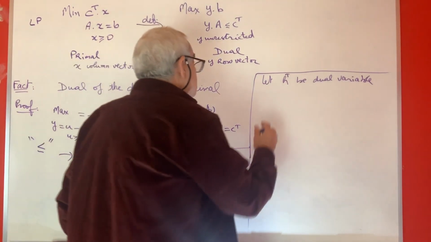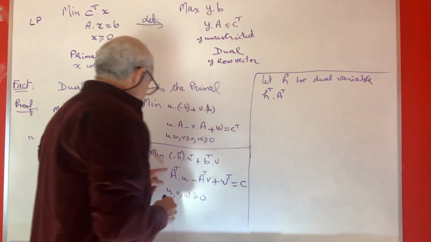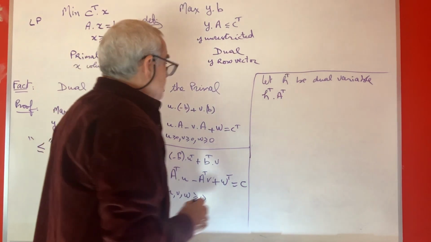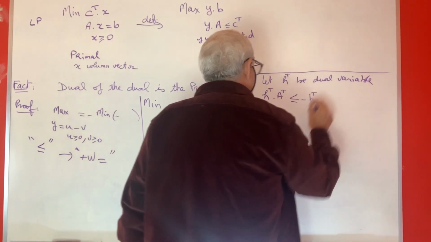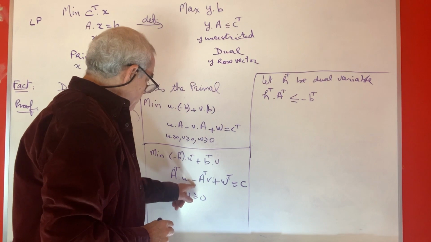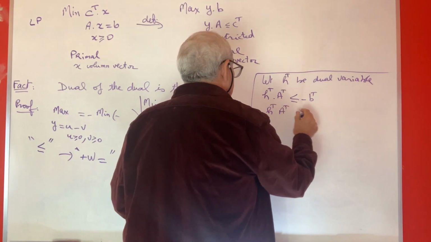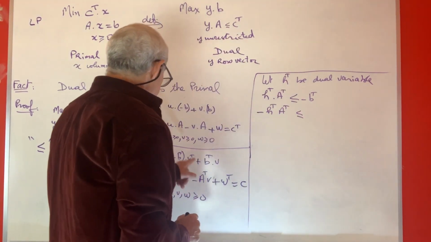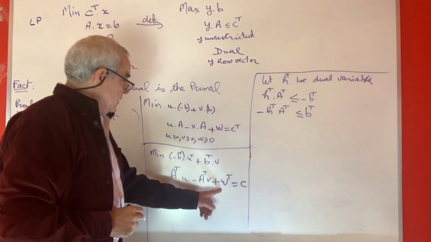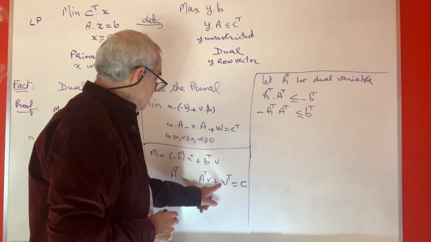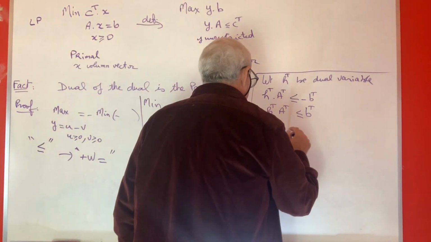So h transpose times a transpose, right, is less or equal to minus b transpose. Okay. And then h multiplies the same thing, minus h transpose times a transpose, less or equal to its corresponding value b transpose, right? And then here also h, here is just the identity matrix. So h is less or equal, there is no w here, so it's 0. So h less or equal to 0.